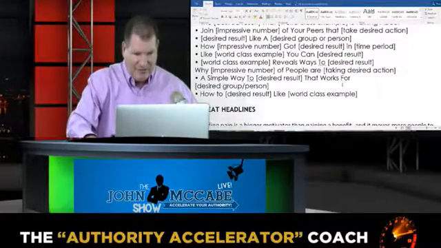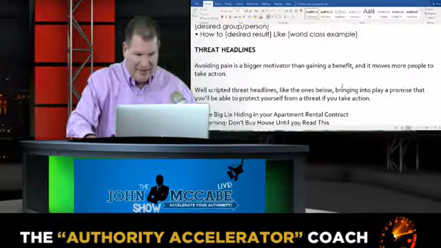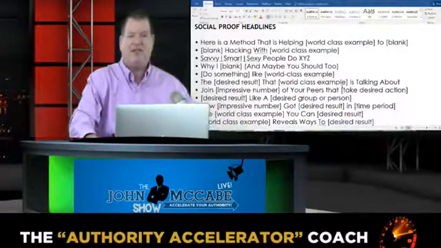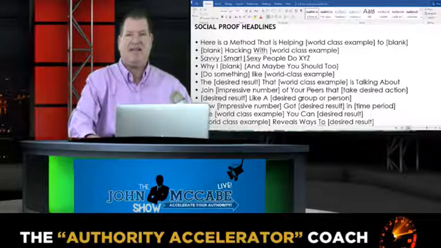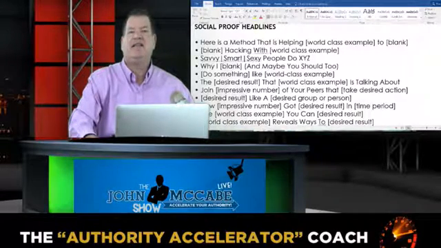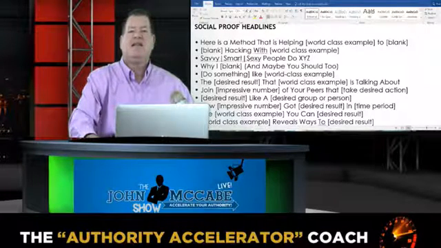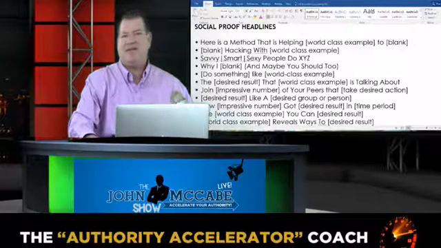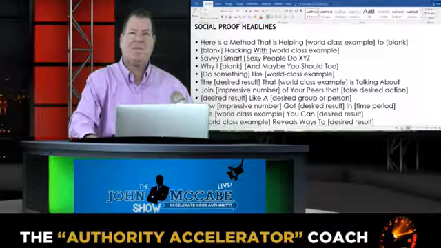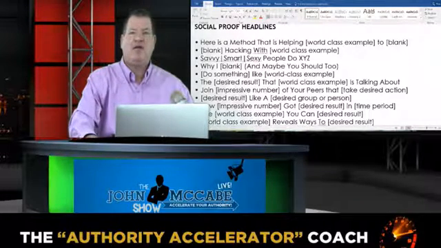You can see I have quite a few different social proof formulas, and I have some threat headlines. I'm just going to quickly run through a couple of different examples and find something that I can work with. I'm just quickly running through some of these formulas to see if I can find something.